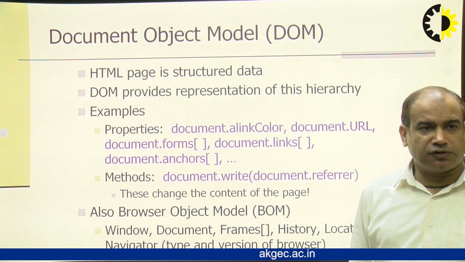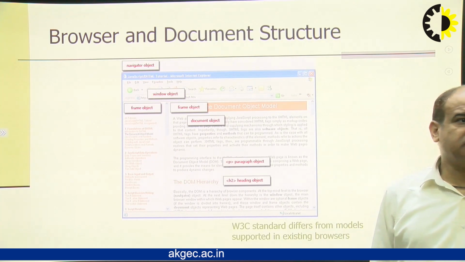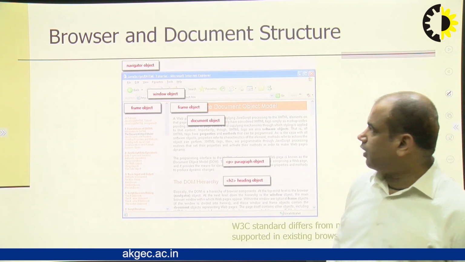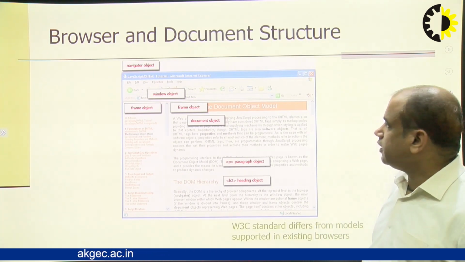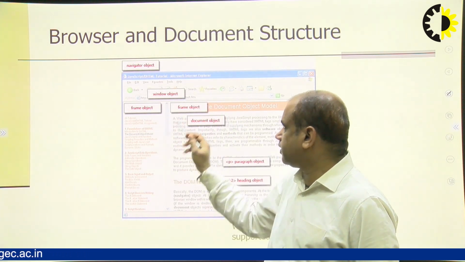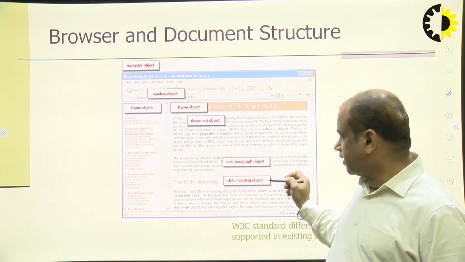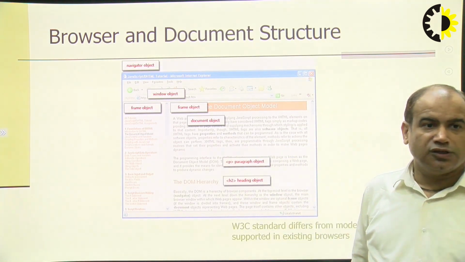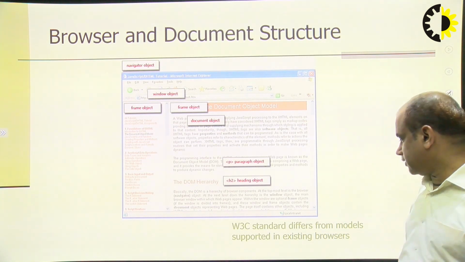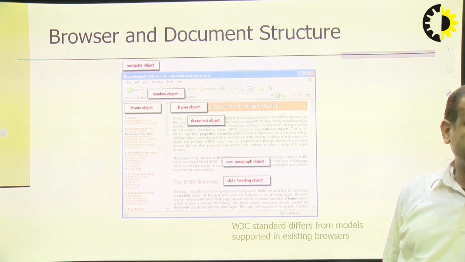I earlier told you, and we have to use that particular DOM. Next we see how that is going to appear. You will see the navigator object, a window object, frame object, and document object. Here these are the paragraph and heading objects. So the W3C standard differs from the model supported in existing browsers, so that depends.